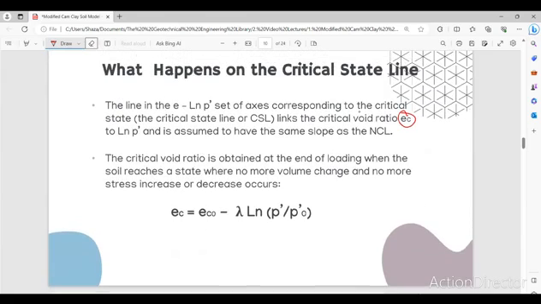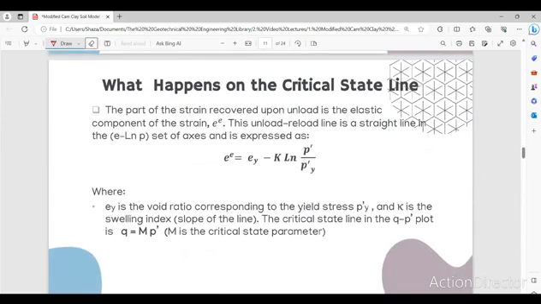How do we calculate this critical void ratio? It is obtained at the end of the loading when the soil reaches the critical state. Let's remember, what do we mean by the critical state? There's no change in volume or stress. There's no increase or decrease in the stress, and it is calculated using this formula. So the critical void ratio ec equals ec0 minus lambda ln p prime over p prime 0.